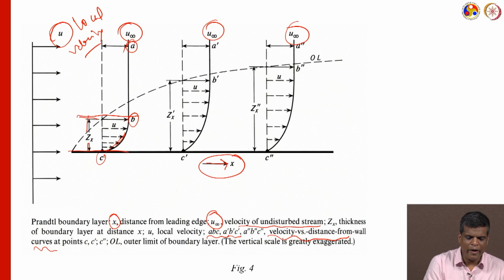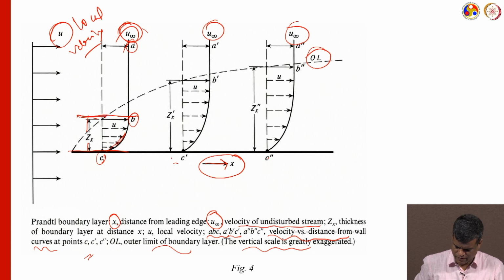Then the curve point is here, the C dash, C double dash, this is a curve point. The OL is the outer limit of the boundary layer, that we call the vertical scale of this one. So, this is a very simple representation of the parallel boundary layer here. So, the local velocity, how it behaves here, and what the boundary layer thickness is, everything here.